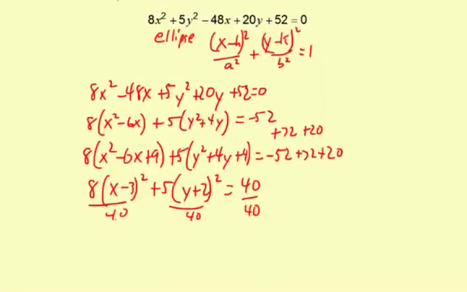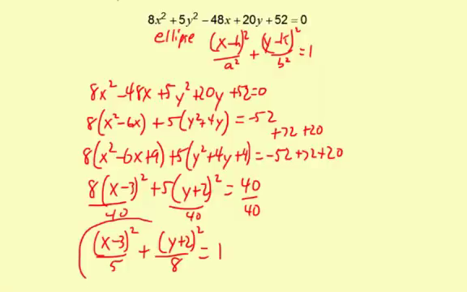So the 8 and the 40 reduce to 5, so it's going to be x minus 3 quantity squared, and then divided by 5, and then plus, and the 5 and the 40 reduce to 8, so it's going to be y plus 2 quantity squared divided by 8 equals 40 divided by 40, which is 1. So there you go. There's your equation for the ellipse in standard form.